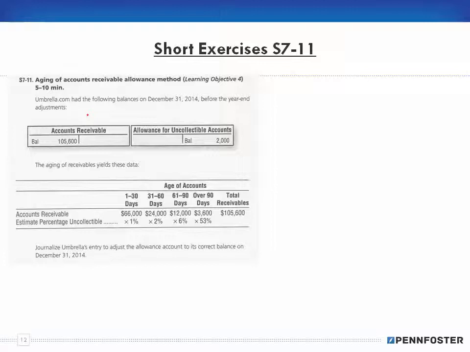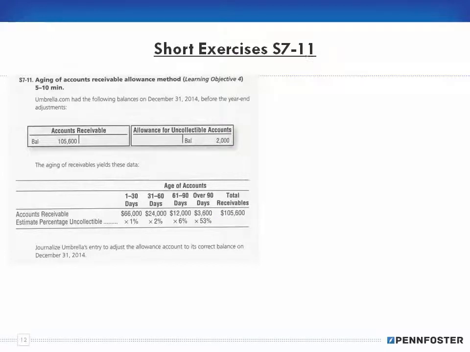and it says here, Umbrella.com had the following balances on December 31st before the year-end adjustments. So this is pre-adjusted, okay? Accounts receivable of 105.6 and allowance for uncollectible of 2,000. The aging of receivables yields these data. Right? So when they age the receivables, these are the dollar amounts by period of how old those accounts receivable are, and these are the percentages that they apply to those amounts. Right? So it says here, journalize Umbrella's entry to adjust the allowance account to the correct balance on December 31st.